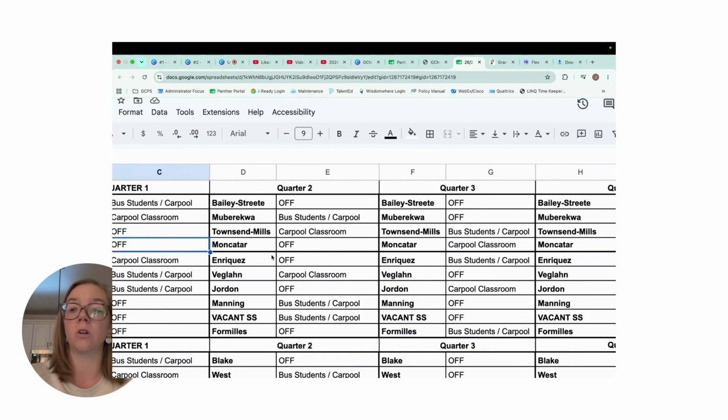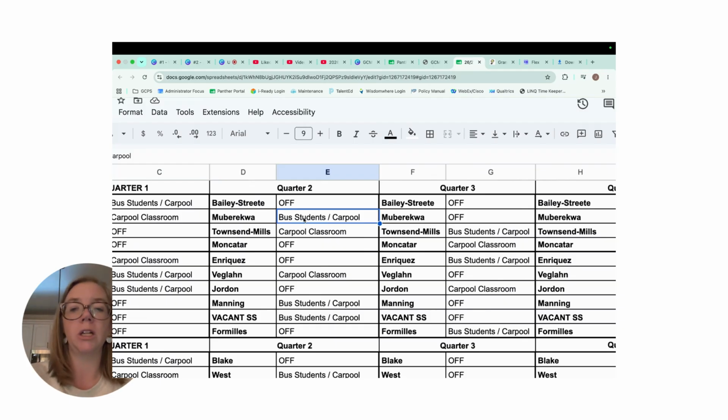Now notice in quarter two, Miss M is now going to line the bus students up, walk them out, and manage carpool out in the carpool loop. Miss Townsend Mills will house all the carpool students, and then Miss Bailey Street and Miss Monkatar will have the afternoon off. And that process continues through quarter three and quarter four.